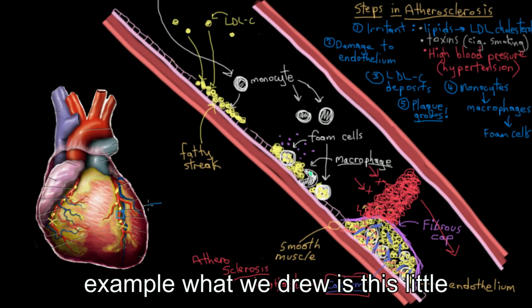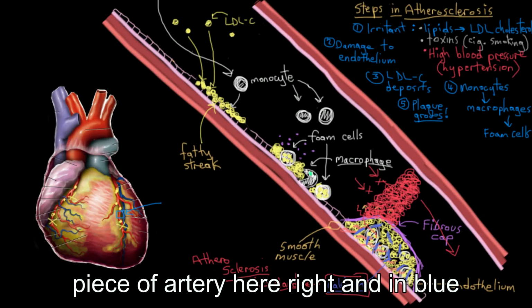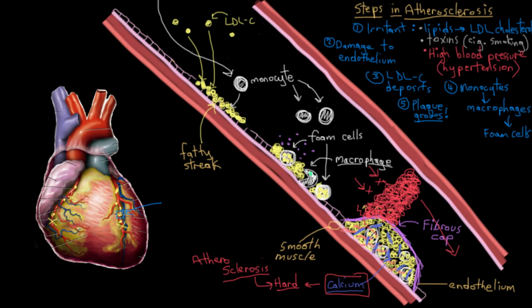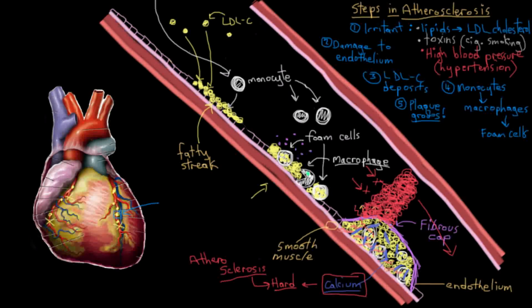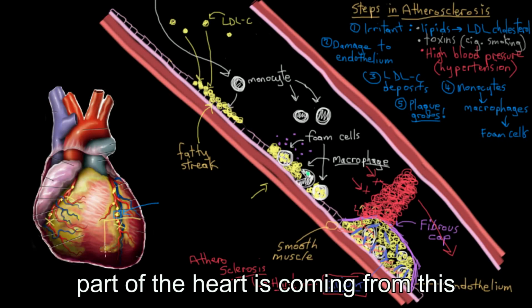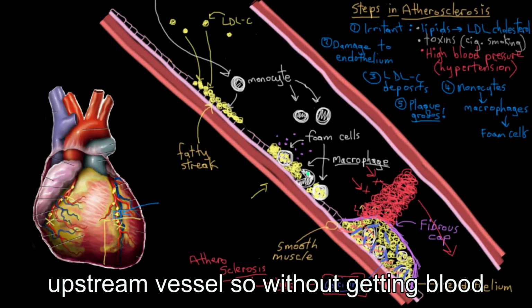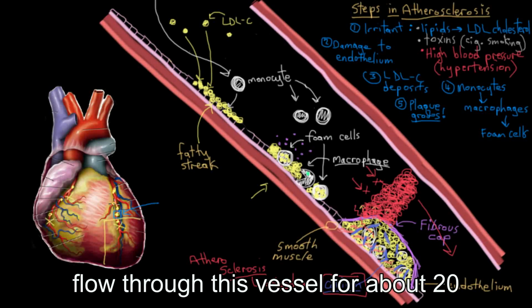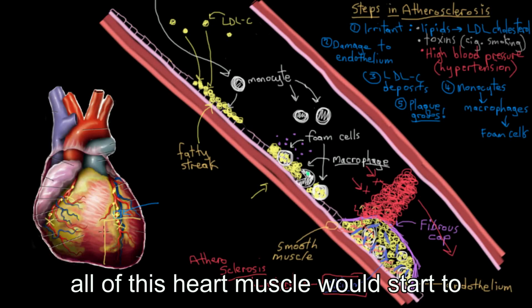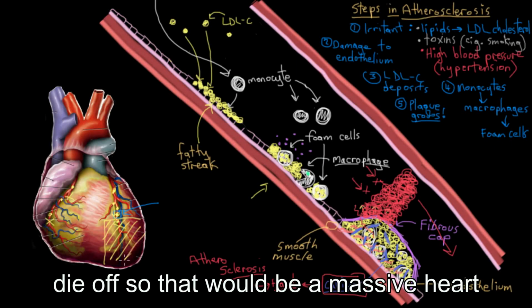So for example, what we drew was this little piece of artery here, right, in blue. So if an atherosclerotic plaque and a clot developed right there, as it has in our vessel here, then that would be really, really, really bad, because all the blood for this whole part of the heart is coming from this upstream vessel. So without getting blood flow through this vessel, if this clot persists for about 20 minutes, all of this heart muscle would start to die off. So that would be a massive heart attack.